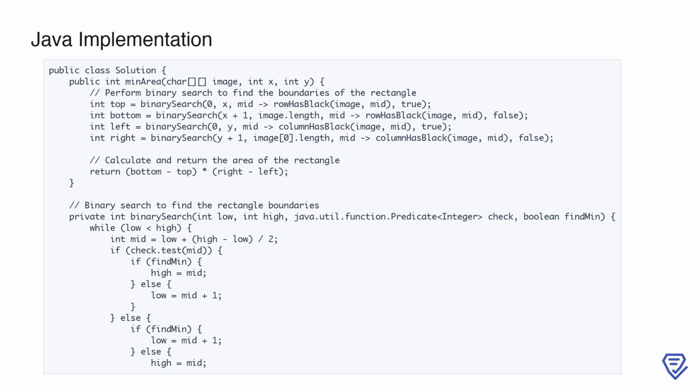Once these boundaries are identified, the area of the rectangle is calculated as the product of the width and height, which is determined by the differences between the boundaries. The binary search method is used for this purpose, and it relies on a predicate function to test whether a given row or column contains black pixels.